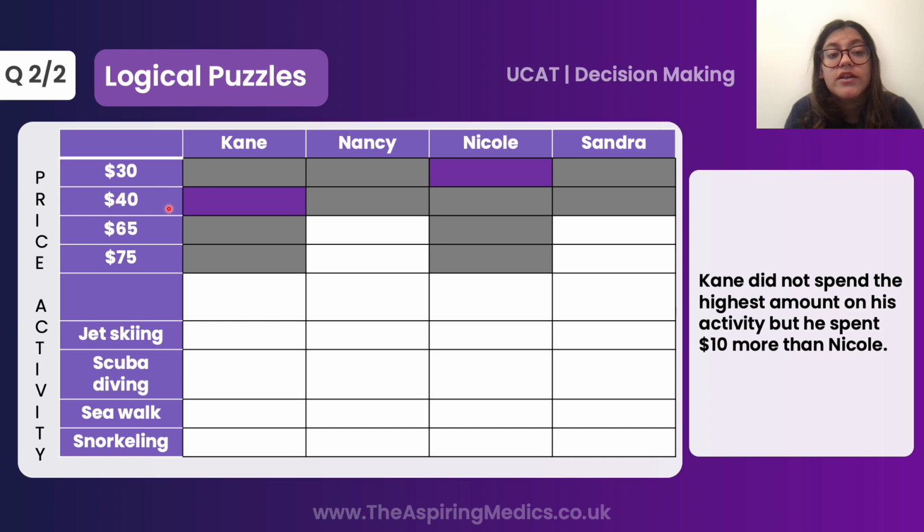So from that, I've concluded that Nicole spent $30 and Kane, like the question suggested, spent $40, so $10 more than Nicole. And then after that, I've crossed out everything else because if Kane has spent $40, he is not spending any of the other amounts, and no one else is spending $40 either.